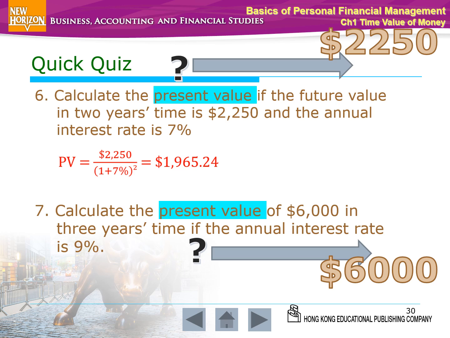And for 7, calculate the present value again. $6,000 in 3 years' time if the annual interest rate is 9%. Very simple. So again, 6,000 on the top, 9%, 3 years of time. It gets 4,000 so and so.